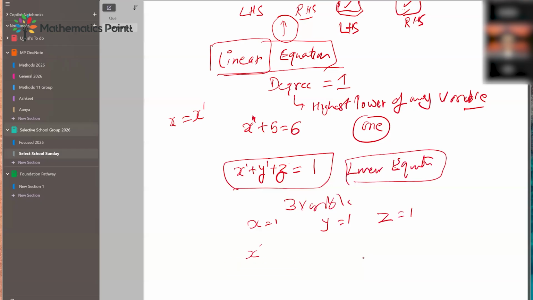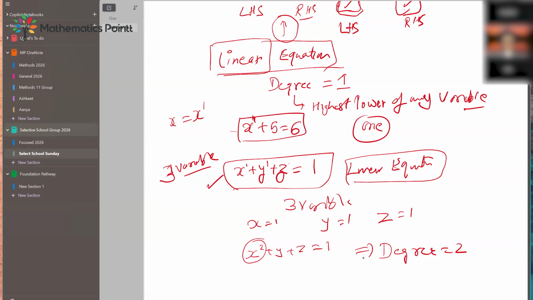But in case I write something like this, now it is not a linear equation because the degree is now switched to 2. It has become a quadratic equation. So this is linear equation in one variable. Sorry, this is the linear equation in three variables, x, y, and z. Whereas this bit is linear equation in one variable. So the number of variables does not really matter. It is the degree that decides whether the equation is linear or quadratic or cubic or whatever.